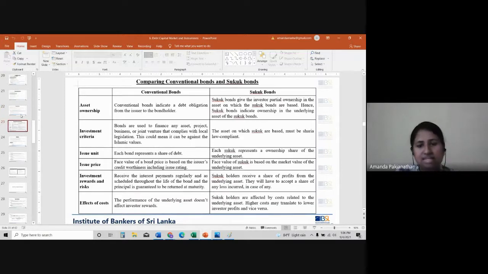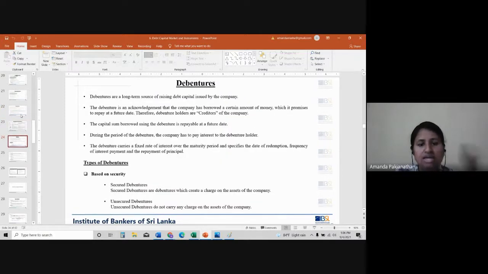Then the detailed comparison is given here for your debentures. Again, remember, debenture is also a long-term debt capital instrument issued by a company. Even though it's long-term, usually you see a maturity of maximum 5 years in the market. These are of several types. If it is backed by a security, you call it the secured debenture.